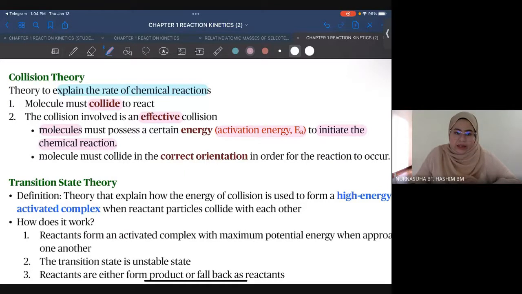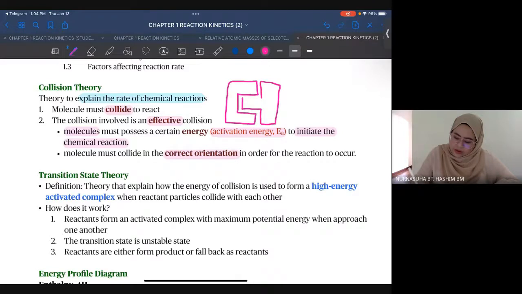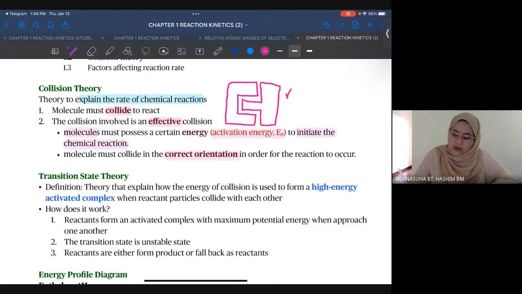Okay, second thing is molecules must collide in the correct orientation in order for the reaction to occur. So for example, you studied biology, right, enzymes. For the enzyme to form, it must have the right orientation, then only can it lock. So it is the same with molecules. When they collide, the molecules must collide in the correct orientation. Then the reaction occurs.